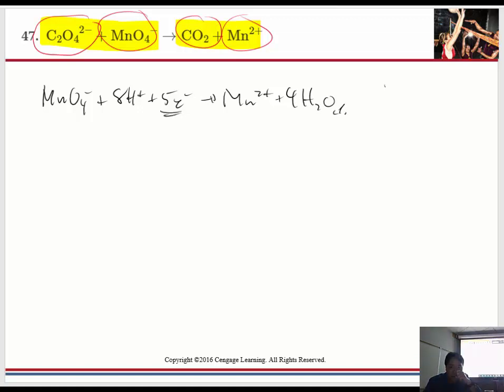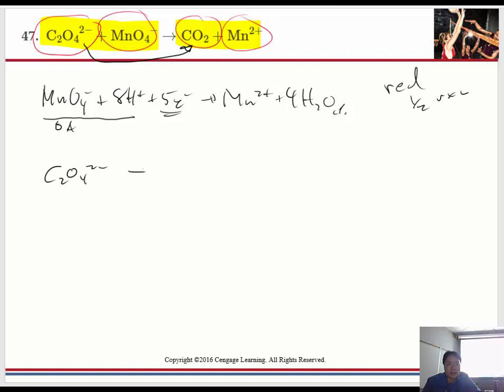Now, this is gaining electrons, so this is a reduction half reaction. The reduction half reaction, which we copied directly off the table, shows this as our oxidizing agent. Our oxidizing agent will be permanganate and H+. However, the oxalate going to CO2 is not on our chart, and so let's go ahead and figure that one out.